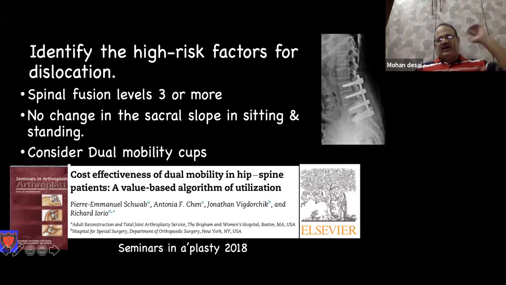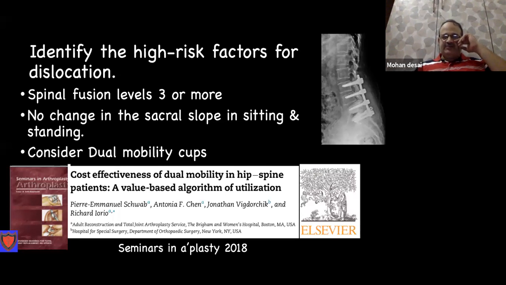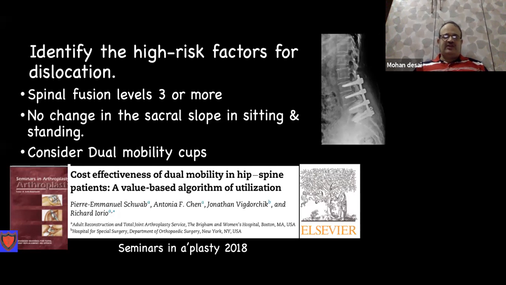You have to identify the high risk factors for dislocation, and what are these? Spinal fusion at 3 or more levels, and no change in the sacral slope between sitting and standing. These are the cases where you would require dual mobility. You would rather select a dual mobility cup, which has a higher jump distance and will prevent impingement and dislocation. So this is what you would plan. It is not templating per se, but it is a part of the planning that during templating, if you see this, you would select a prosthesis different from the conventional prosthesis.